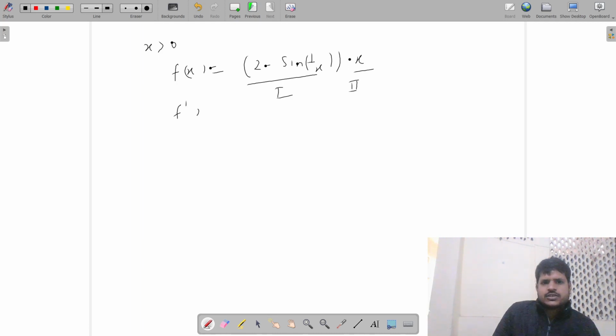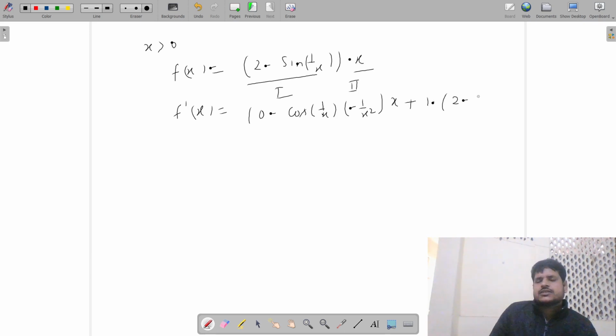So here f dash x equal to what? First I have to differentiate this first function. In this case, first 0 minus cos(1/x), and again you have to take the derivative of 1/x, which is minus 1/x square, into x, plus then take the derivative of x, that is 1, into the original function 2 minus sin(1/x). Now you can simplify here: this minus and minus make plus, and this 1/x and this x cancel. We have (1/x) cos(1/x), and second thing we have here 2 minus sin(1/x).